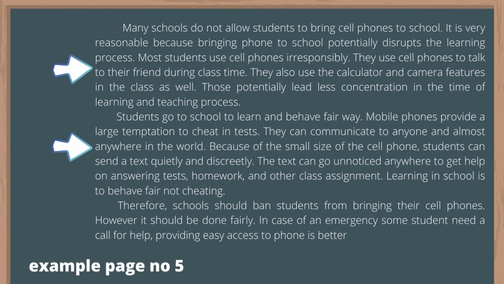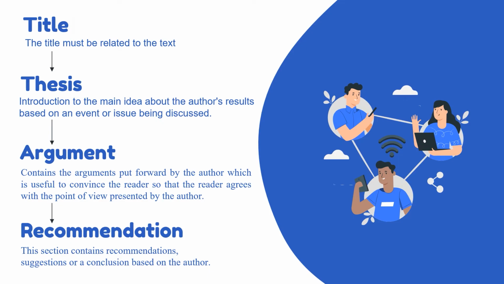For the next it's about argument. In compiling a hortatory exposition text, it is usually composed of 1 or 2 or more arguments in the text. Argument contains the arguments put forward by the author that are useful for convincing the reader so that the reader agrees with the point of view put forward by the author. For the last it's about recommendation. This section contains recommendations, suggestions or a conclusion based on the author.